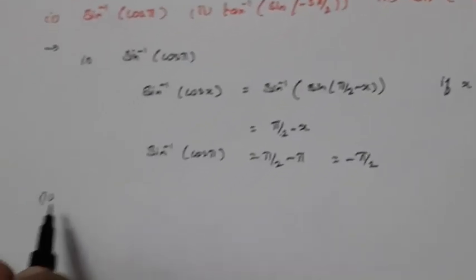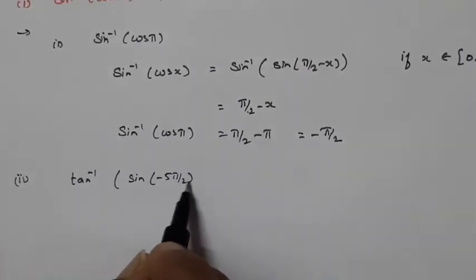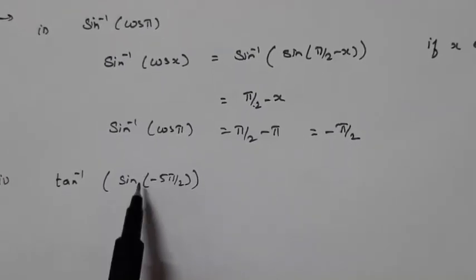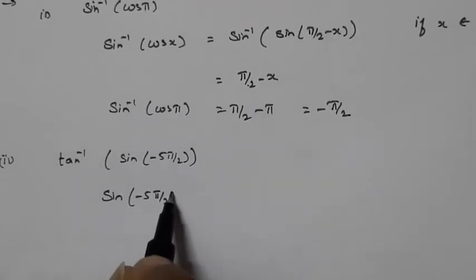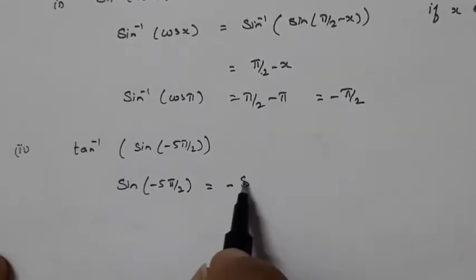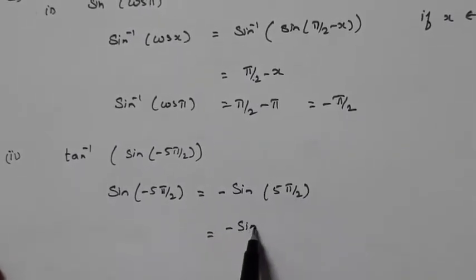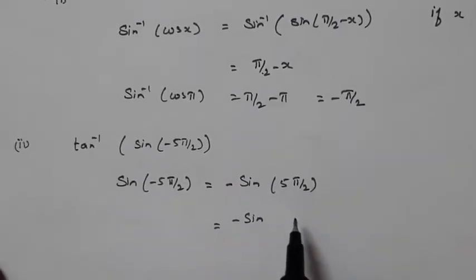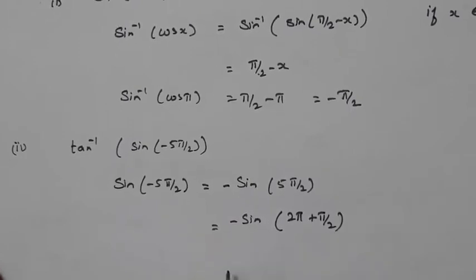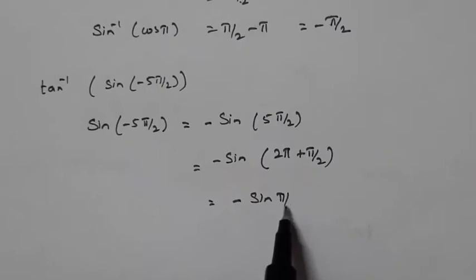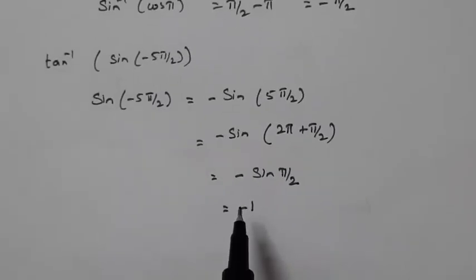Now let us come to the second problem. Second one is tan inverse of sine of minus 5 pi by 2. So first let us find out the value of sine of minus 5 pi by 2 and substitute here, okay. So sine of minus 5 pi by 2 is equal to, sine of minus theta is minus sine theta, so that is minus sine of 5 pi by 2. So let us evaluate this sine of 5 pi by 2. 5 pi by 2 can be expressed as 2 2s are 4 plus 1 is 5. So 2 pi plus pi by 2. So that is nothing but minus sine of pi by 2, right. Sine of 2 pi plus pi by 2 is sine pi by 2. Sine 90 is 1, so that is equal to minus 1.